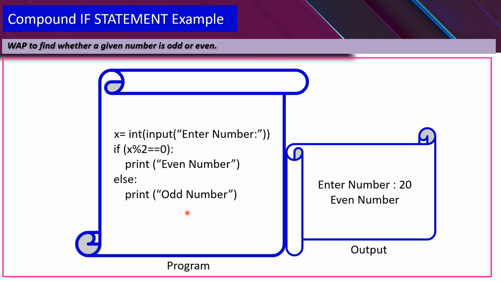When I run my program, it will ask me for a number. If I enter 20, when I divide this by 2 the remainder will be 0 and it will print the even number. So this is how we can simply use the if else statement. Out of these two statements, only one will be executed. Wherever the condition is true, that will be executed, else the other one.